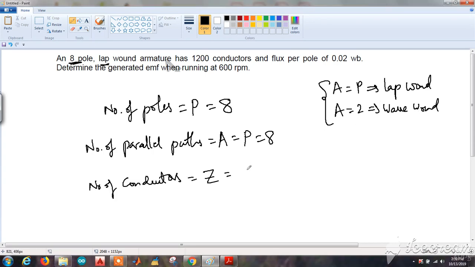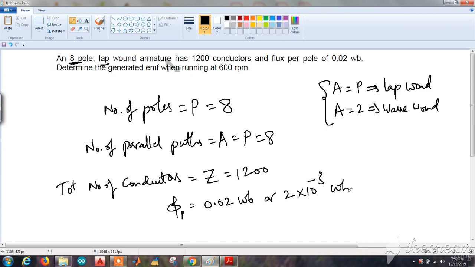The number of conductors is given as 1200, so the total number of conductors is 1200. Now flux per pole is given, that is phi P is 0.02 Weber, or I can write 2 into 10 power minus 2 Webers. Now determine the EMF when running at 600 RPM. The speed of the rotor is given, that is 600 RPM.